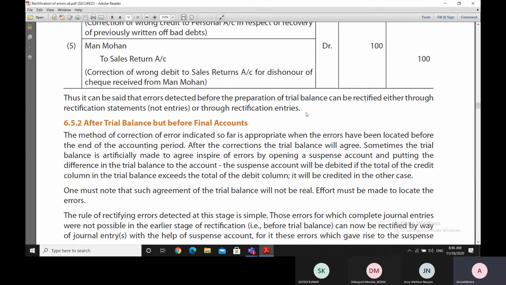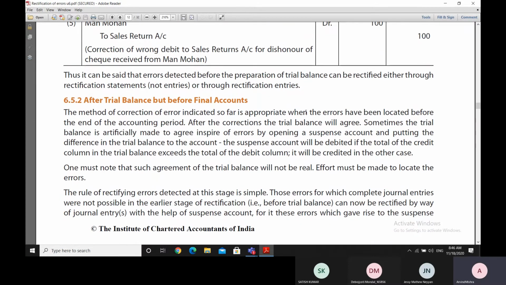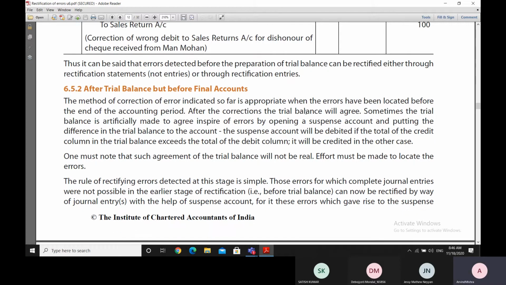Now, once the trial balance has been prepared, but final accounts are not so far prepared, what do we do and how do we correct those errors at that point of time? Because the final accounts would be prepared after the end of the accounting period. And so far what we have studied are those methods which are appropriate when errors have been located before the end of the accounting period. But after the corrections that we have made, the trial balance should agree.